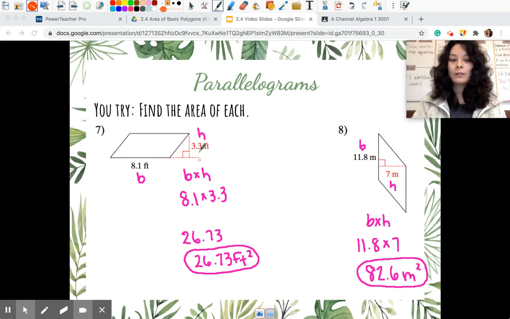They're both parallelograms. For number 7, we had a height of 3.3 and a base of 8.1. If we multiply those two together, we'll get 26.73 and include your squared units of feet squared. Number 8, we had a base of 11.8 and a height of 7. If I multiply those two together, I get 82.6 meters squared.